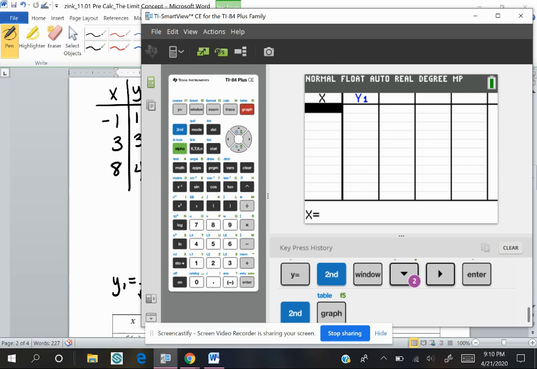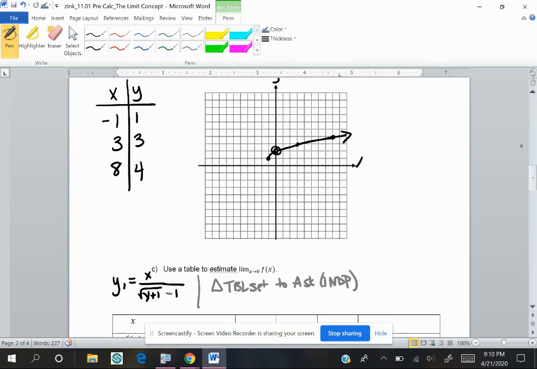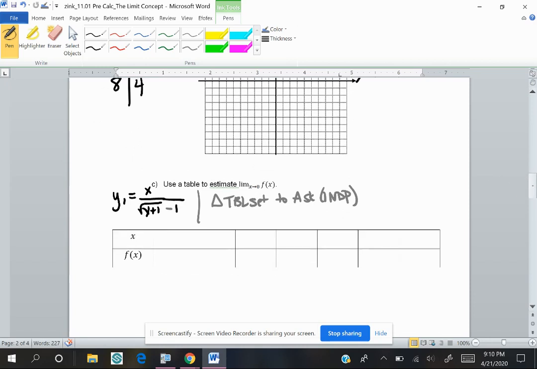So before I go ahead and do this, I want to go back to my paper and fill in what my x values I want are. So how do I do that? Well, I'm asked to find the limit as x approaches 0.